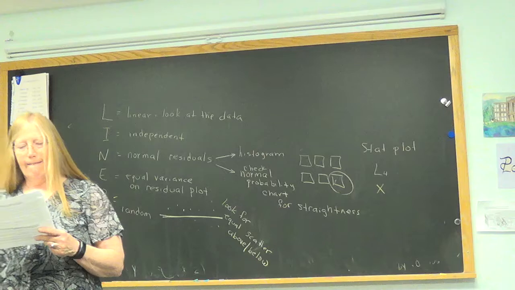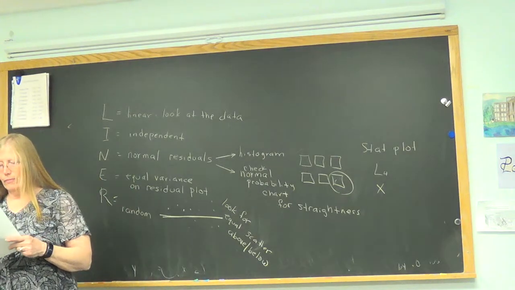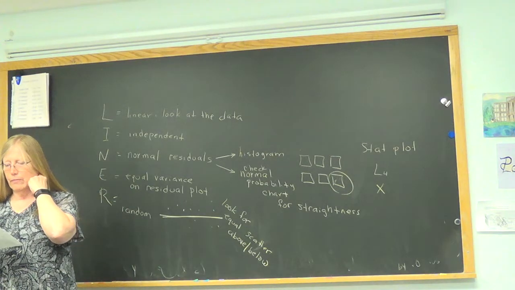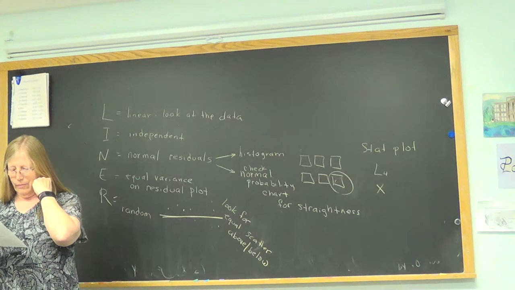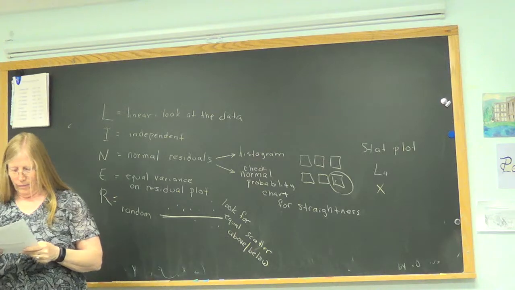All right. Haley, would you read normal above and normal below? Sure. For any fixed value of x, the response y varies according to a normal distribution. Make a stem plot, histogram, or normal probability plot of the residuals and check for a clear skewness or other major departures from normality.